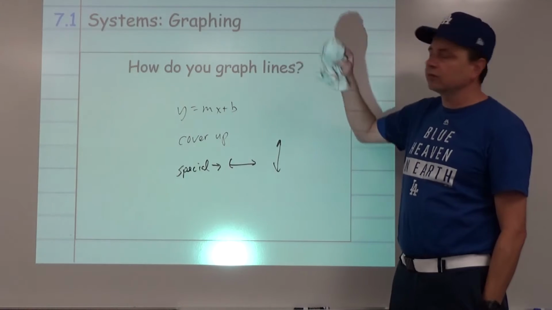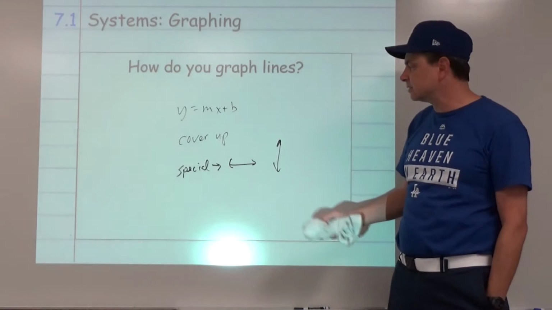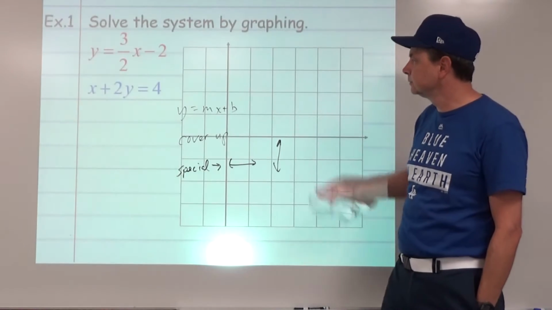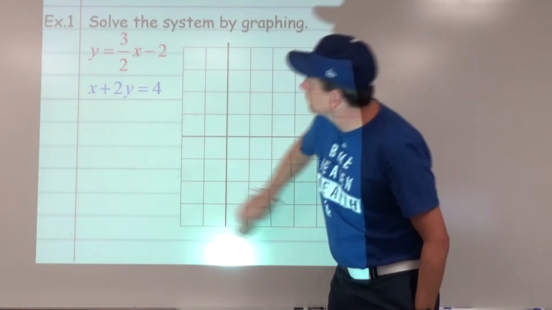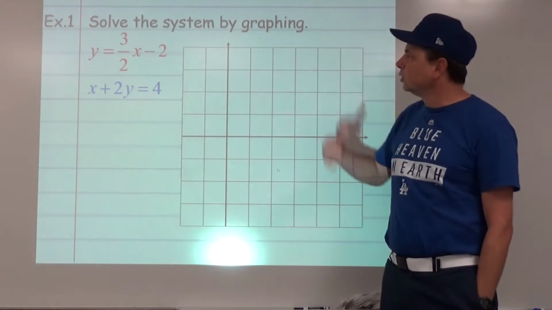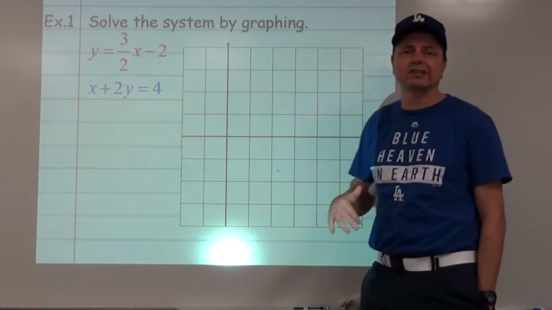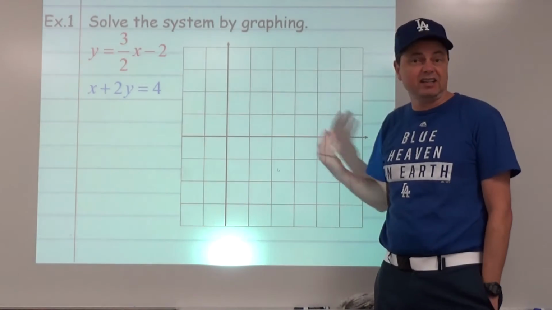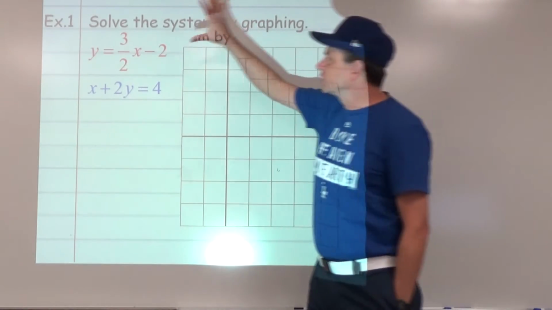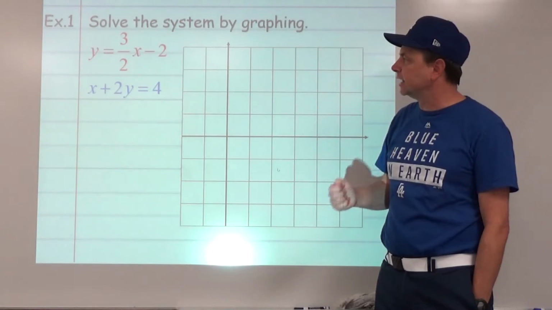So in this case, with the system, we're going to have more than one equation, so we're going to be graphing multiple lines, generally two. For example, here's our system. We've got two equations. We want to solve the system by graphing. So what we're going to do is graph each line, see what happens. We're going to start with our top one, y equals 3/2 x minus 2.